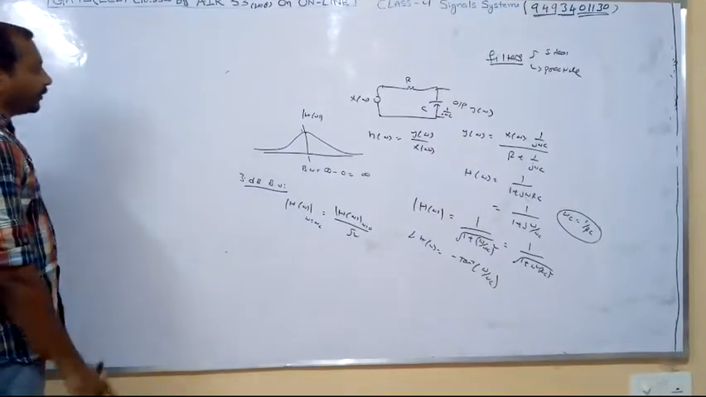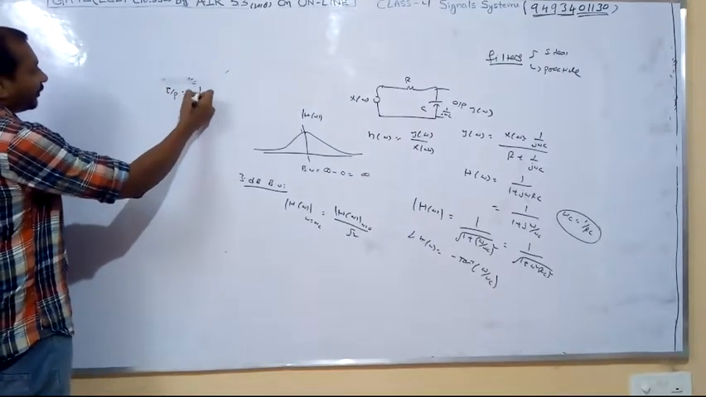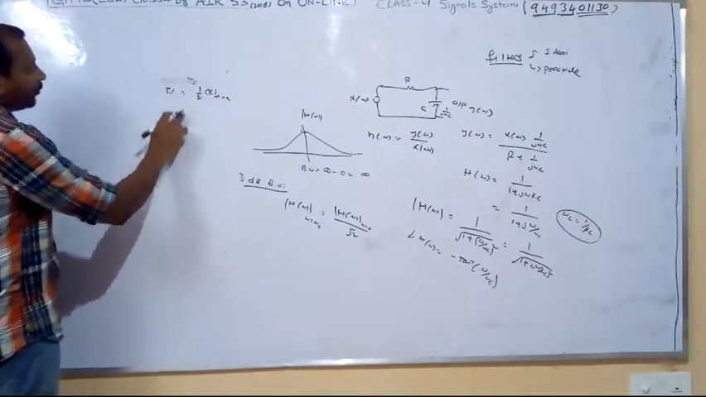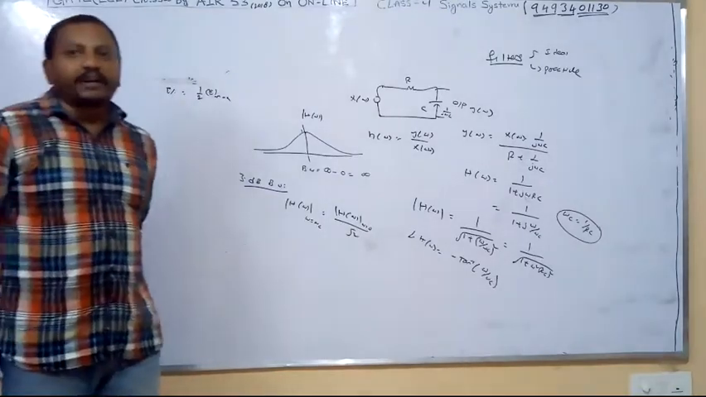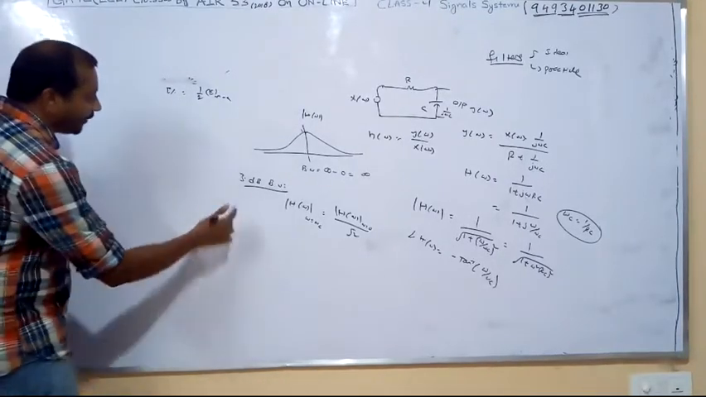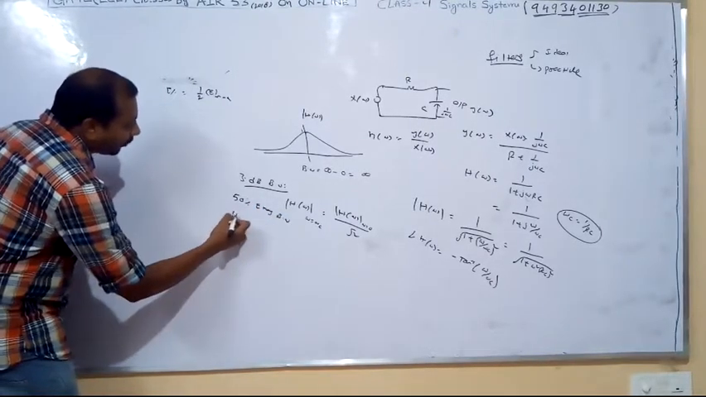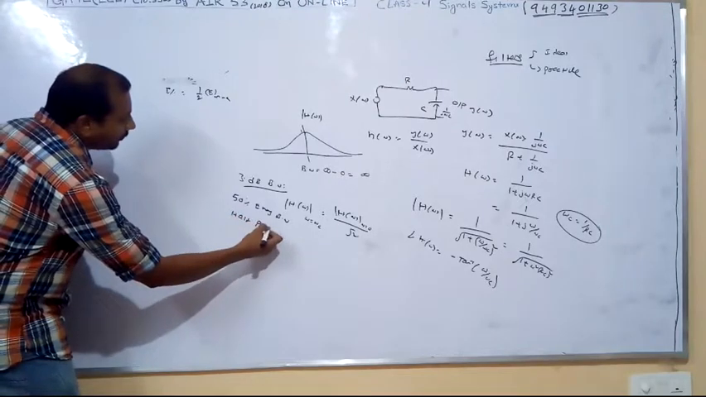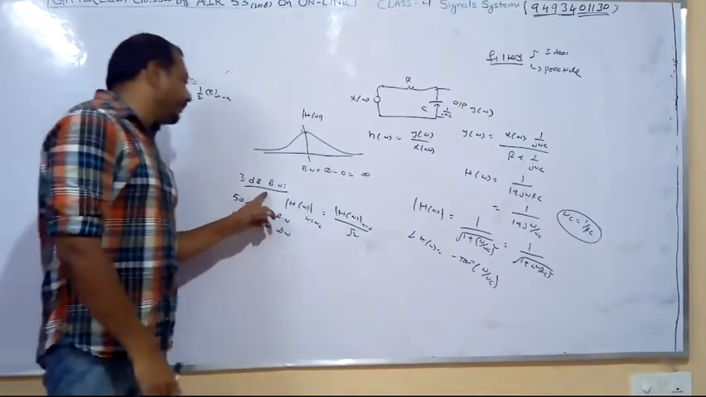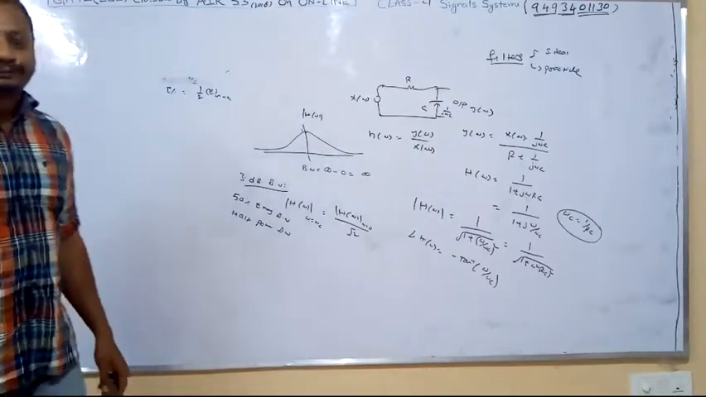Not only is the amplitude reduced by 1 by root 2, but as power is simply amplitude squared, power or energy is 1 by 2 times the maximum energy or maximum power. So this can be called the 3 dB bandwidth, or 50% energy bandwidth, or half power bandwidth. Half power bandwidth means the frequency at which the power becomes 1 by 2 of the maximum power. This is the frequency at which amplitude reduces to 1 by root 2 times the maximum amplitude.